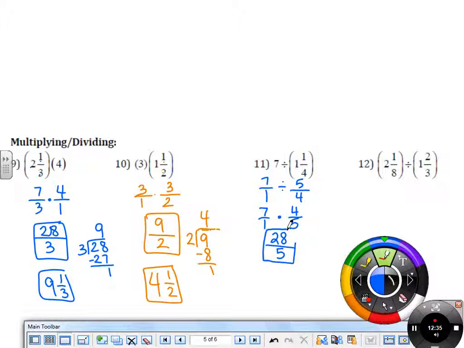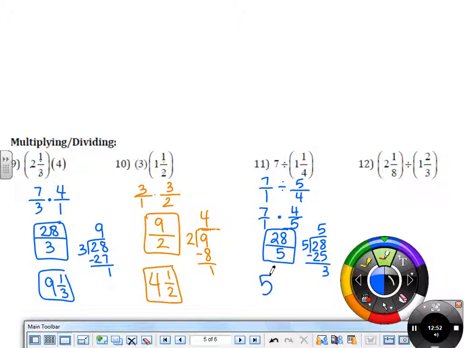That can't reduce. So my answer is 28 over 5, and again, if I wanted to write this as a mixed number, I would divide 5 into 28. It goes in 5 times because 5 times 5 is 25. And it has a remainder of 3.